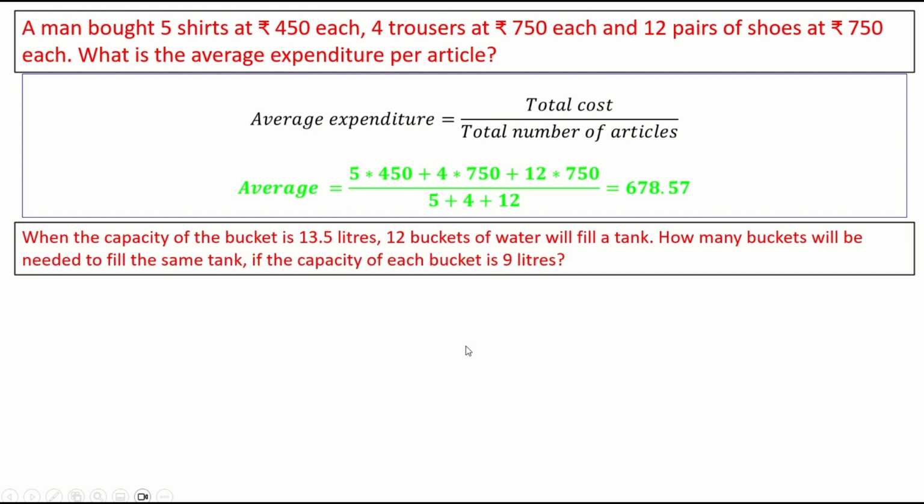When the capacity of a bucket is 13.5 liters, 12 buckets of water will fill a tank. How many buckets will be needed to fill the same tank if the capacity of each bucket is 9 liters? Okay, so the problem is simple. First, find out the tank capacity, then you can change your bucket size to whatever you want, right?